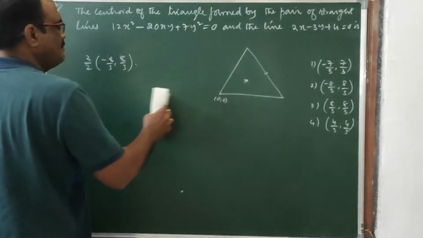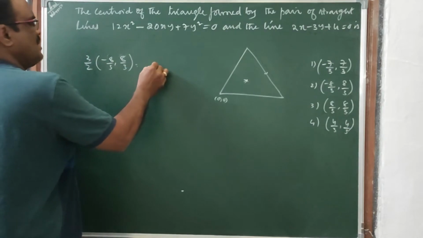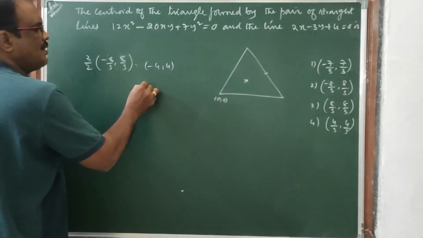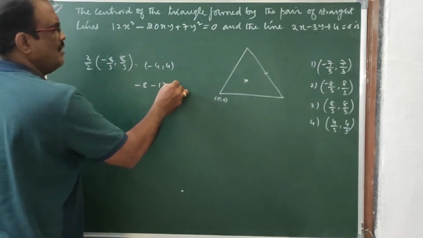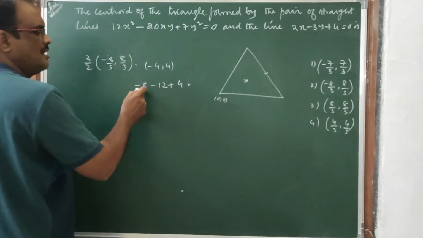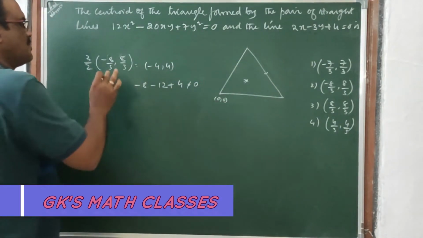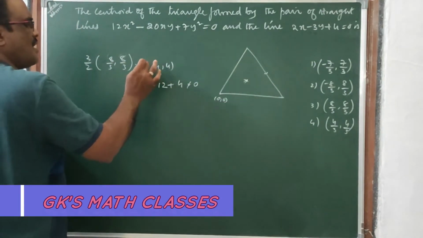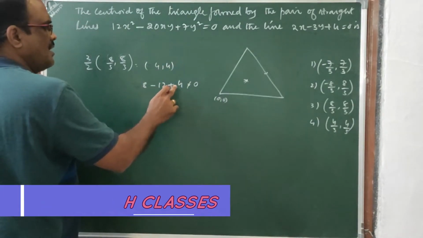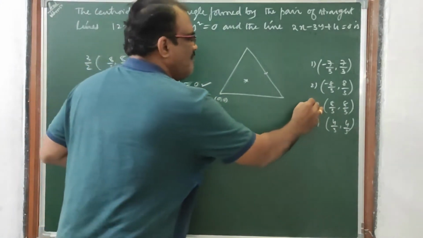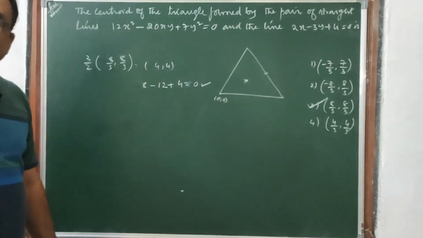The 3 cancels: −4 comma 4. Substitute in the given line. 4 2s are −8, 4 3s are 12, plus 4. No, −20 + 4 is not equal to 0. So it is not the second option. Third option, 4 comma 4. Yes, 8 plus 4, 12 minus 12, 0. So by verification, the third choice.